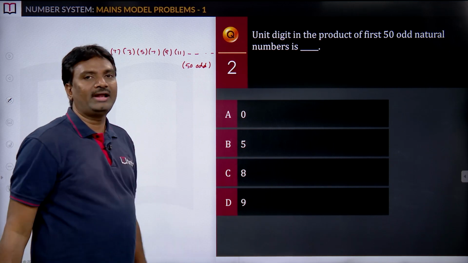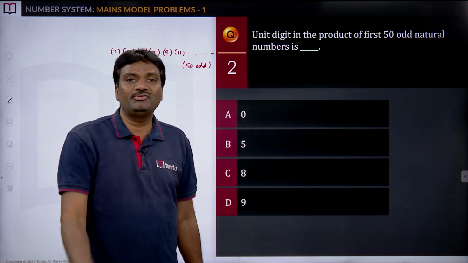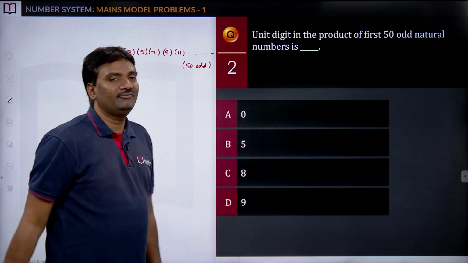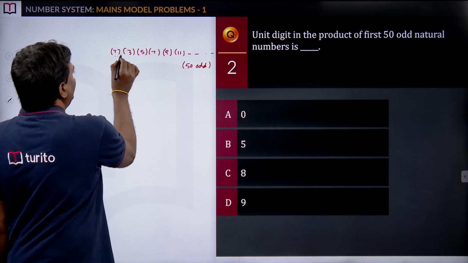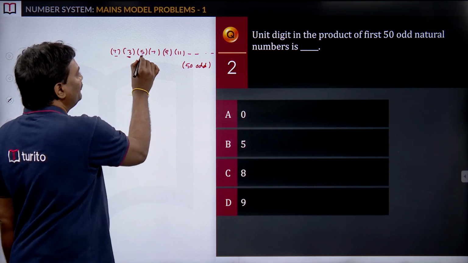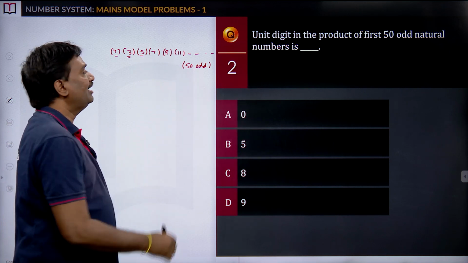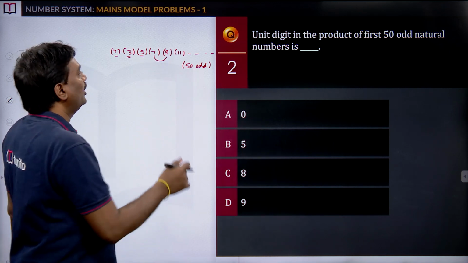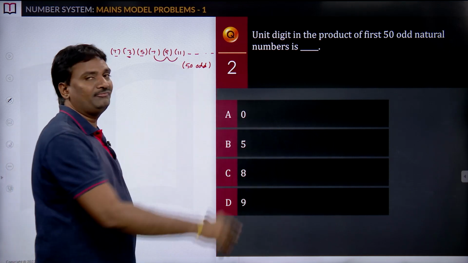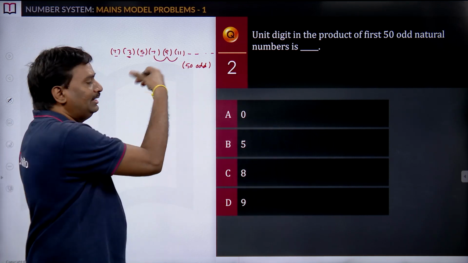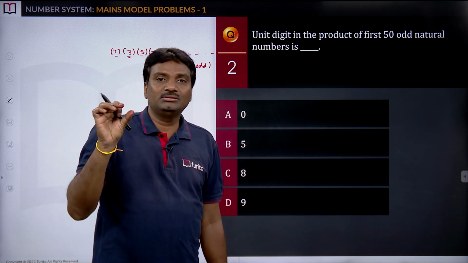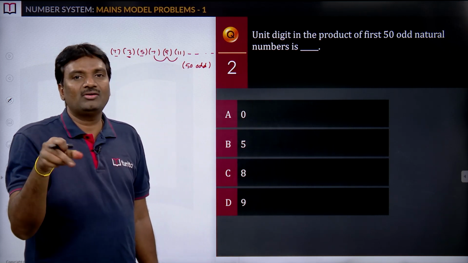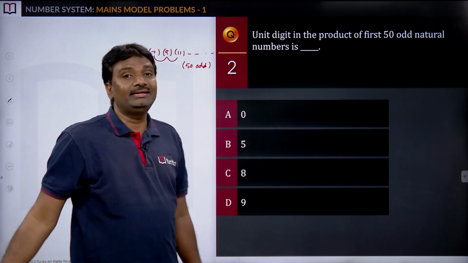Total 50 odd natural numbers are there, and they are the first 50 odd natural numbers: 1, 3, 5, 7 and so on. Where 1 into 3 is 3, 3 fives are 15, 15 into 7 is 105, 105 into 9, 9 fives are 45, again 11 fives are 55. So, by multiplying all these numbers, for every consecutive number, we are getting 5.